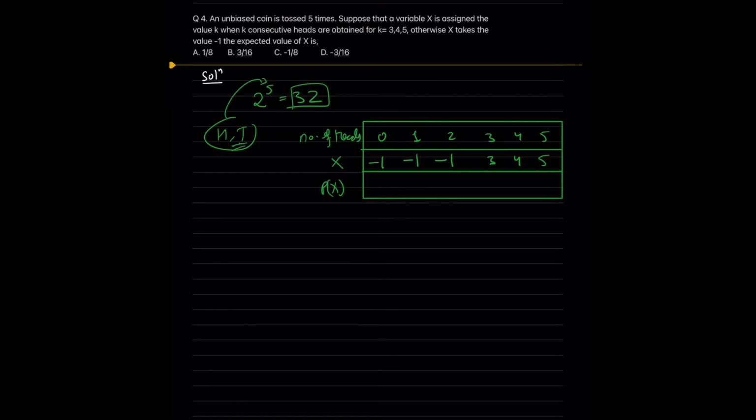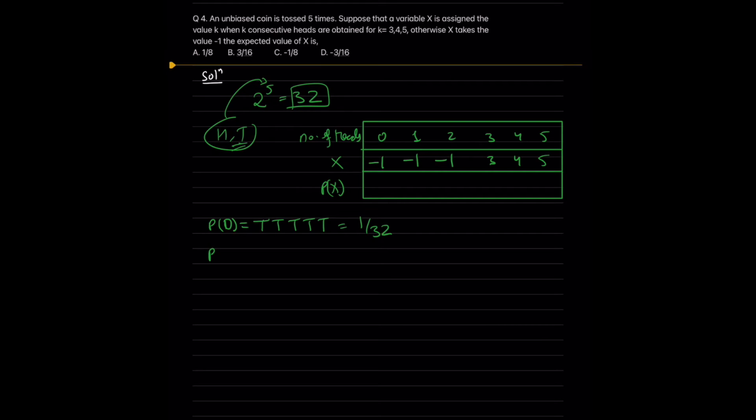For 0 heads, the probability is that in all the 5 tosses you are just getting tail, tail, tail. That is the case when 0 heads come. So this is nothing but 1 out of 32. Only once out of all 32 possible outcomes can it happen that you will not get a single head. So that is for 0 consecutive heads.